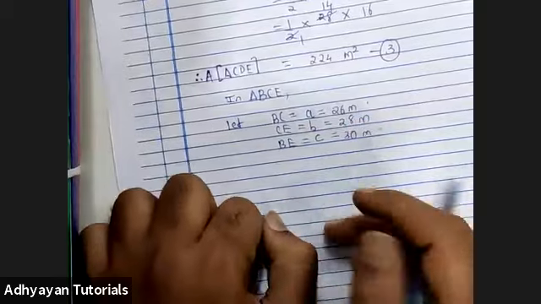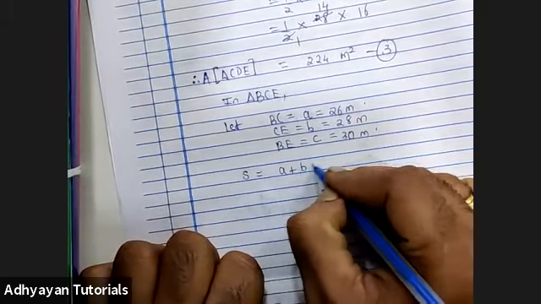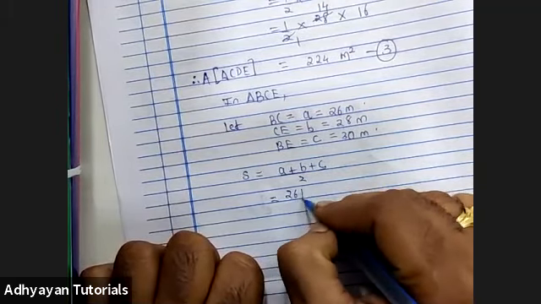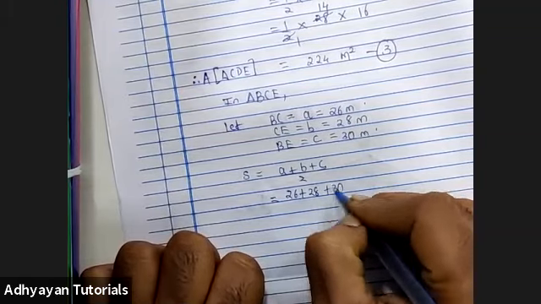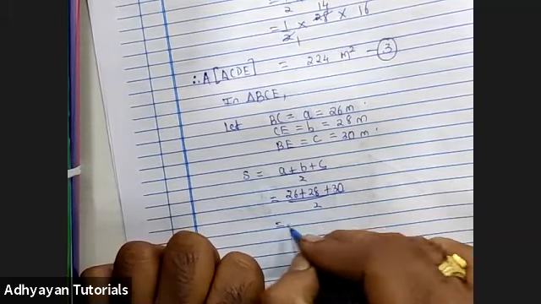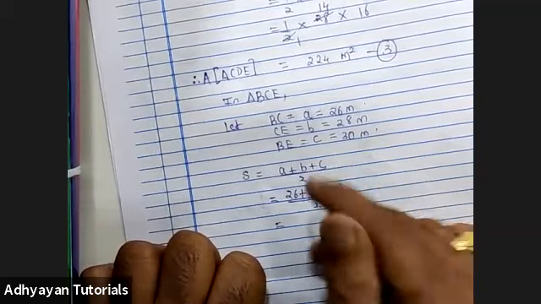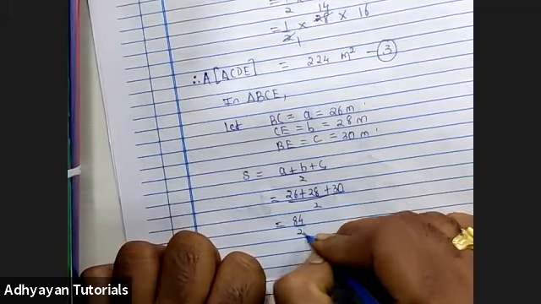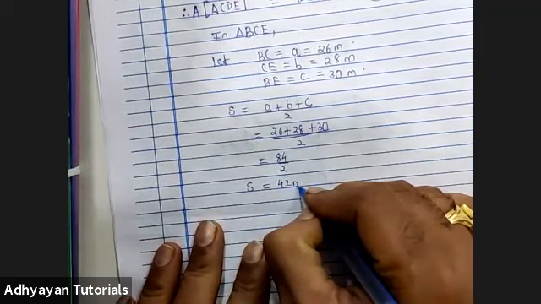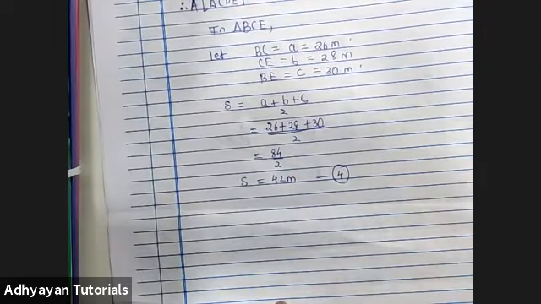So once I've selected A, B, C, I know the first thing is I need to find S. A plus B plus C upon 2, 26 plus 28 plus 30. I hope you kids remember S का full form, which was semi-perimeter, right? So 40, 54, and 3, 84 upon 2. And that's 42. So S is 42 meters. I mark it as equation 4, right?